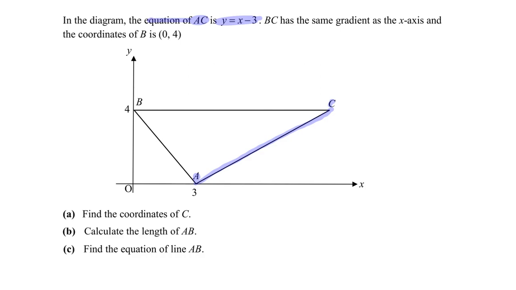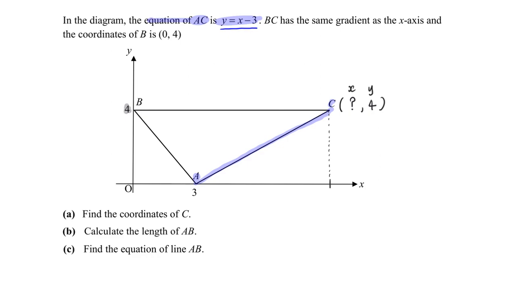So if I were to look at point C, I won't know the x value yet, but I do know my y value. The y value is 4. So this is my x and this is my y coordinate. And I also know my equation, AC.